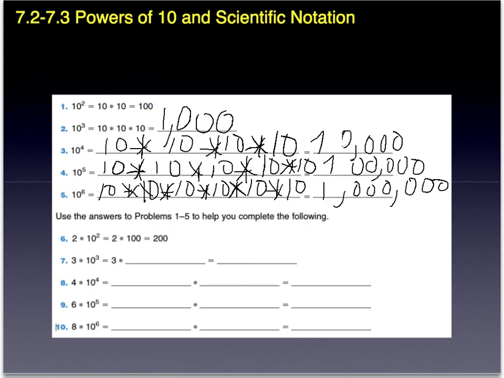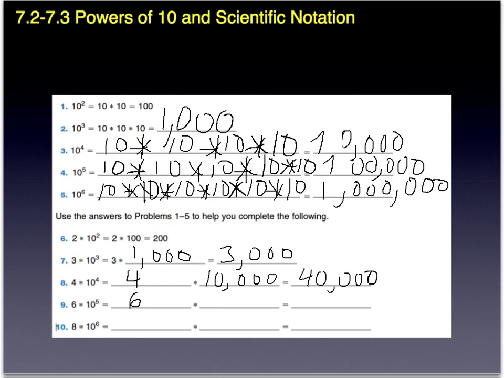Okay. Now we can move down to the one below where we have 2 times 10 to the power of 2, which is the same thing as 2 times 100, which equals 200. So for 3 times 10 to the power of 3, 10 to the power of 3 is the same thing as 1,000. So 3 times 10 to the power of 3 equals 3,000. Okay, same thing. 4 times 10 to the power of 4. 10 to the power of 4 is 10,000. So 4 times 10 to the power of 4 is 40,000.